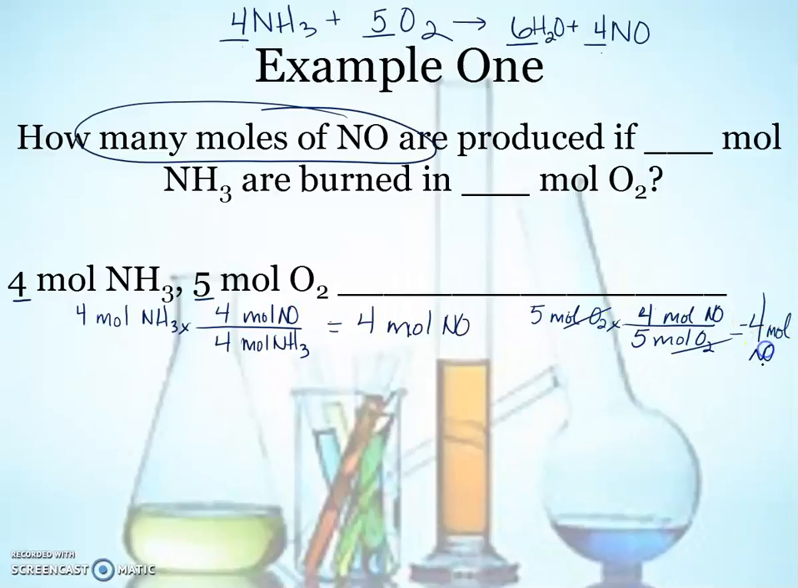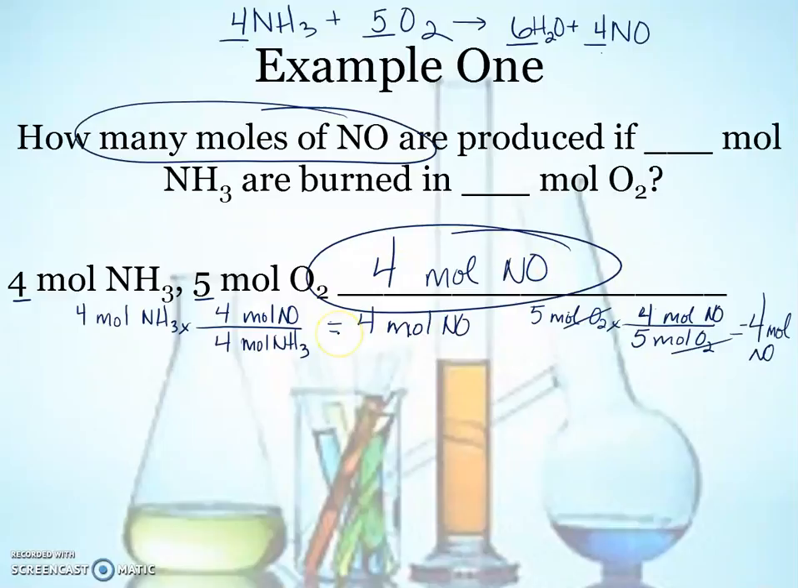All right, so in this case, look, we're going to use up both of our reactants to completion, and we're going to end up making 4 moles of nitrogen monoxide. How sweet is that? Now guess what, guys? It doesn't always work that way. It's not a perfect world.